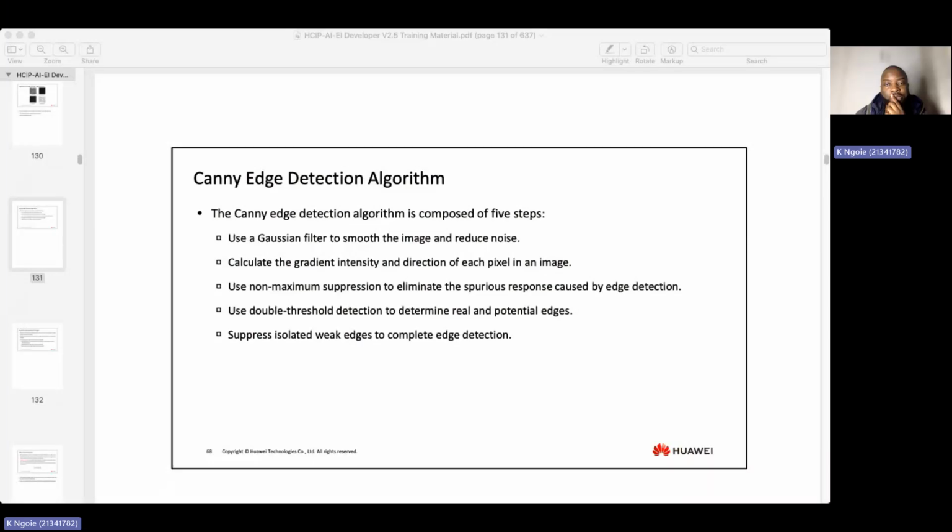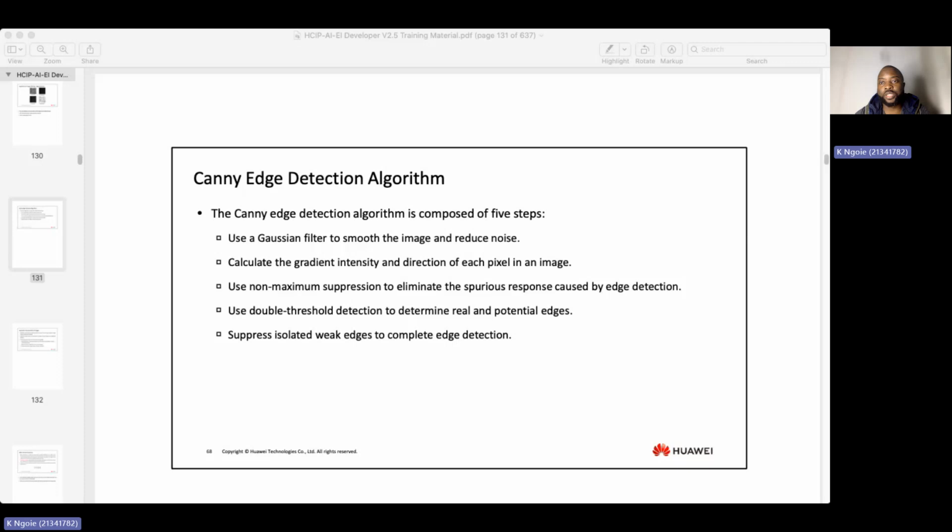We're going to continue with a new lesson of HCIP-AI. In the last lesson, if you missed it, please make sure that you go through the recordings on the YouTube channel. So we're going to go back to what we did last time and pick it up from there.